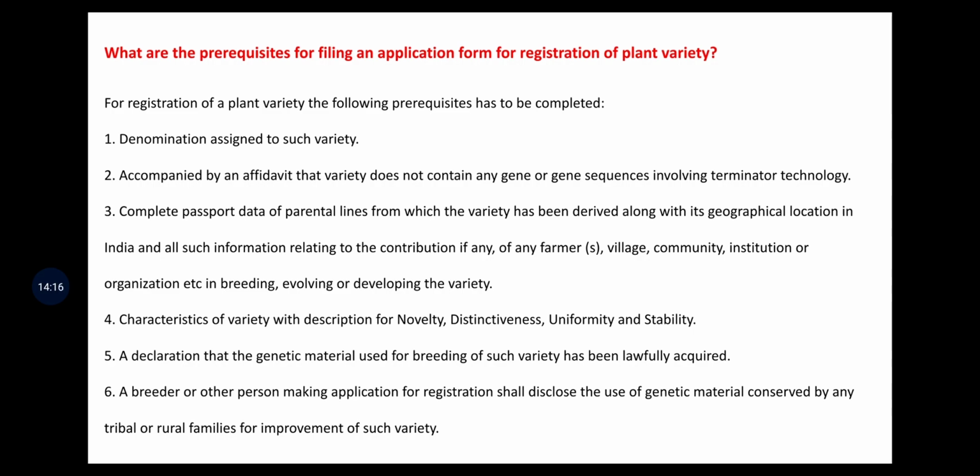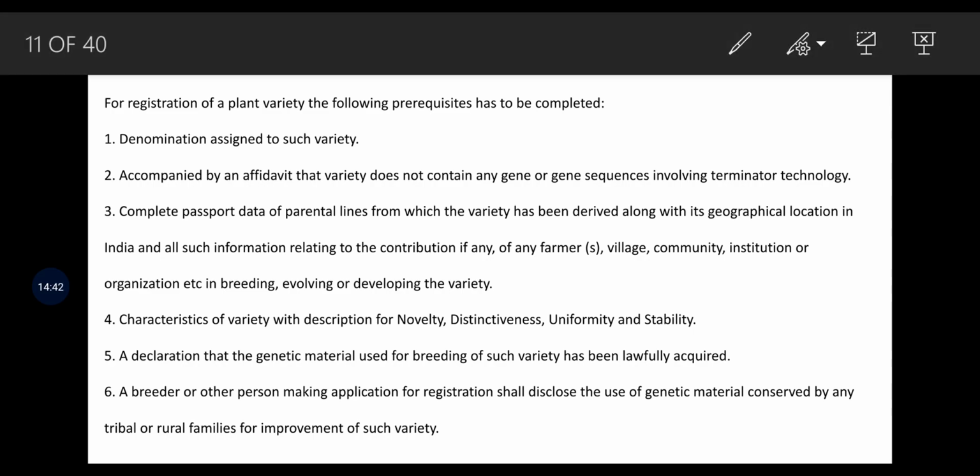Characteristics of a variety with description for novelty, distinctness, uniformity, and stability. A declaration that genetic material used for breeding of such variety has been lawfully acquired. The breeder or other person making application for registration shall disclose the use of genetic material conserved by any tribal or rural families for improvement of such variety.